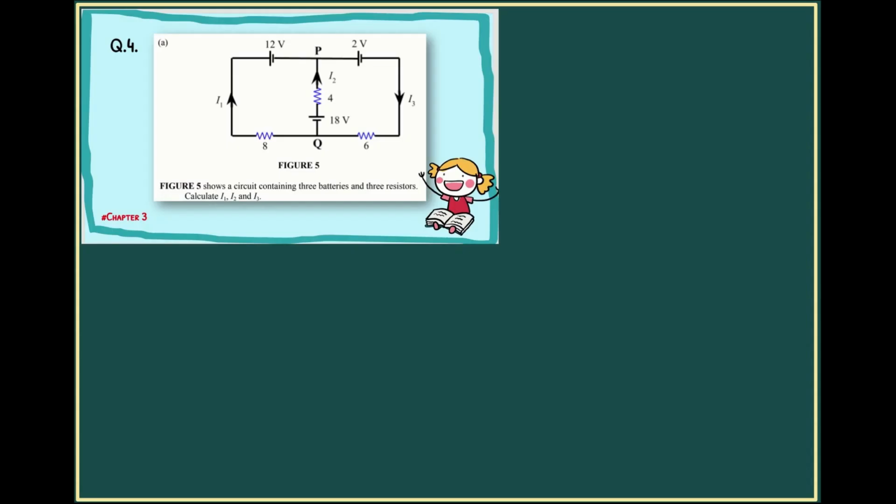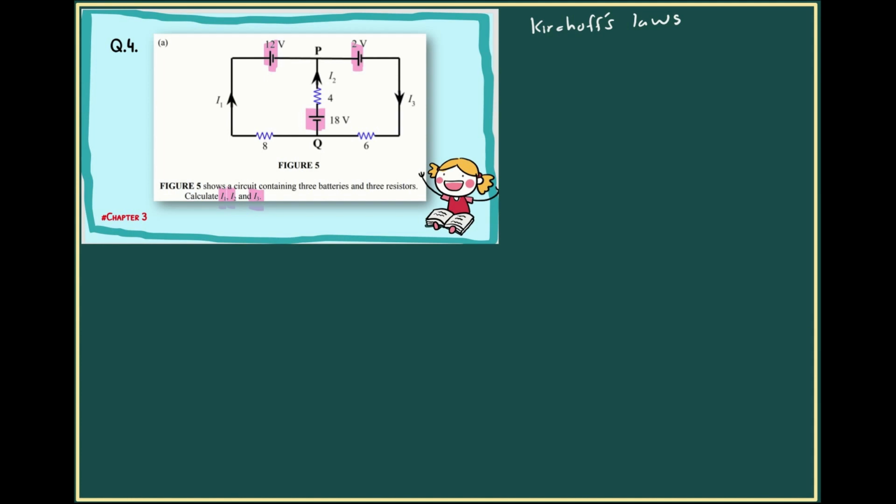Question number 4 for this week is testing us about Kirchhoff's law. So this is a figure. As you can see from the figure, we have more than one EMF or battery. Figure 5 shows a circuit containing 3 batteries and 3 resistors. Calculate the value of current I1, I2, I3.